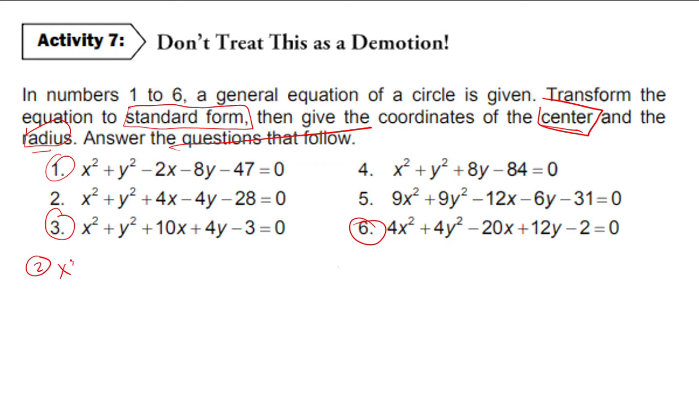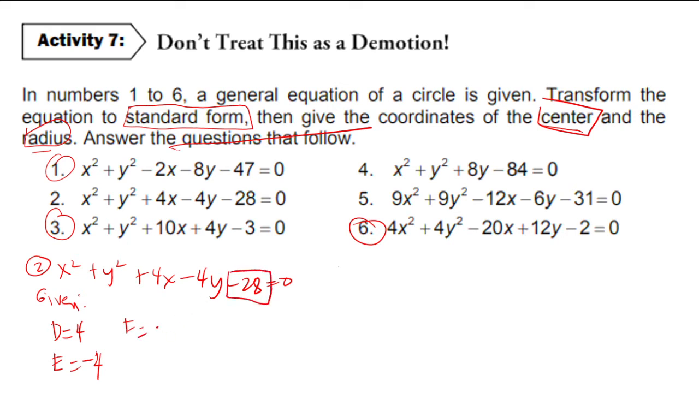Number 2. X squared plus y squared plus 4x minus 4y minus 28 is equal to 0. Given D is equal to positive 4. And then, E is equal to negative 4. And F is equal to, ito, constant natin, negative 28. Yun ang values natin. Okay? Next, solution.